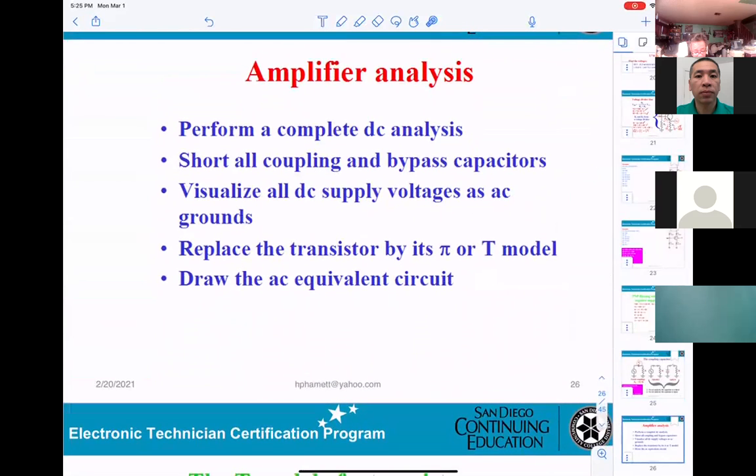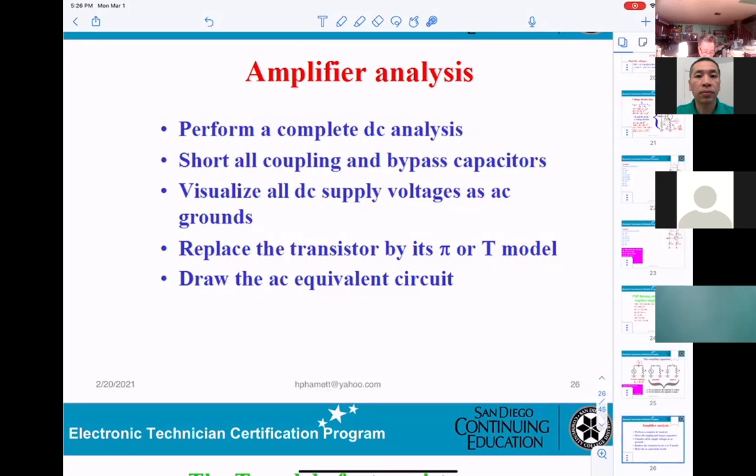Okay, so next will be amplifier analysis. For the technician, you don't have to go into too much detail. That's for engineering, when they try to design a transistor amplifier. So perform a complete DC analysis. That means before you do the AC, you have to do all of the calculations needed for the DC bias: you have to know VB, VE, VC, IB, IE, IC, and VCE. Then we start with the AC analysis.